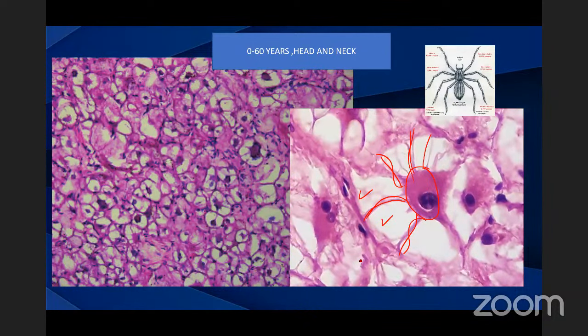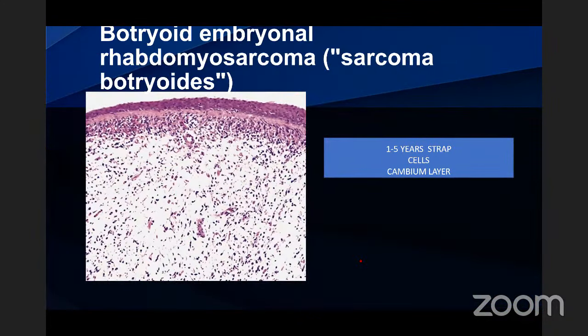Rhabdomyoma is a tumor of the heart, which is usually seen in tuberous sclerosis. Sorry, it's a tumor of skeletal muscle, but this tumor is very common in the heart in patients with tuberous sclerosis. That's the point you should always remember. Remember, it's not rhabdomyosarcoma, it's rhabdomyoma. It's a benign tumor. What is the rhabdomyosarcoma image like? They usually give you an image of botryoid embryonal rhabdomyosarcoma, which is also called sarcoma botryoides.